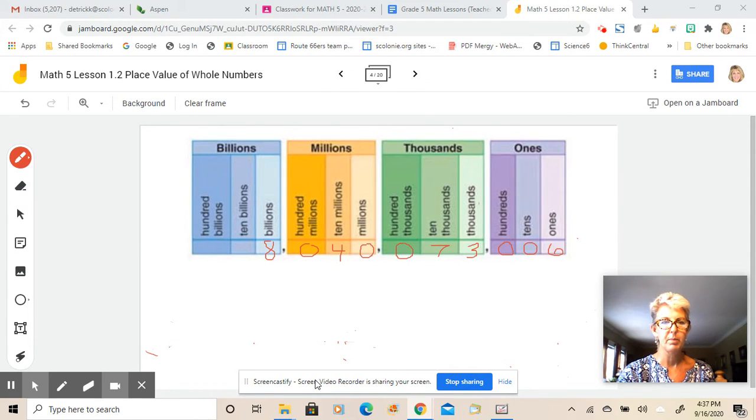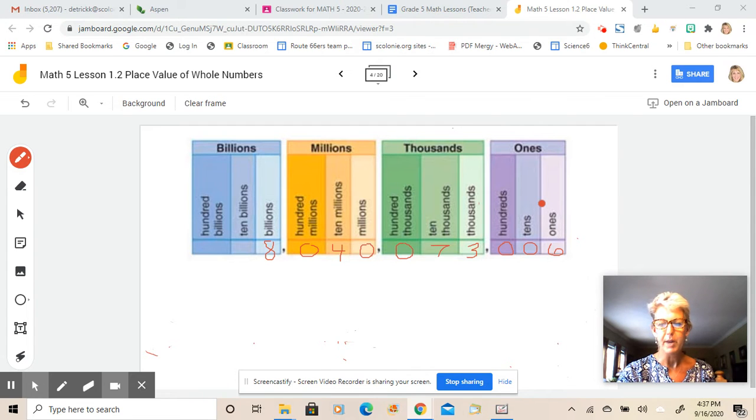We're talking about place value of whole numbers. We're going to go over what standard form is and what expanded form is, and we're going to use this example that I have on the screen. Now I do like this chart because I like the way it's color coded and it helps you to understand the idea of what we call periods.